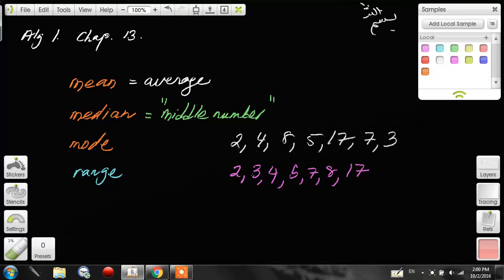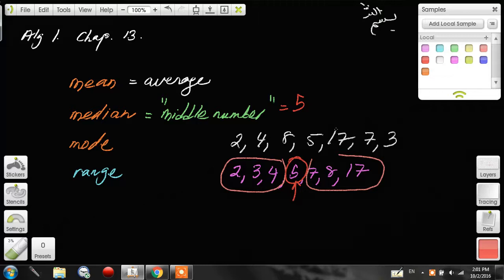How many numbers are there? 1, 2, 3, 4, 5, 6, 7. Okay, so there are 3 numbers here and 3 numbers here. The middle number is right there. You follow? So in this case, the median is 5. It happened to be, that's why I put the 5, but that's how you do that. Okay? So the median is the middle number once you arranged the numbers from smallest to largest.